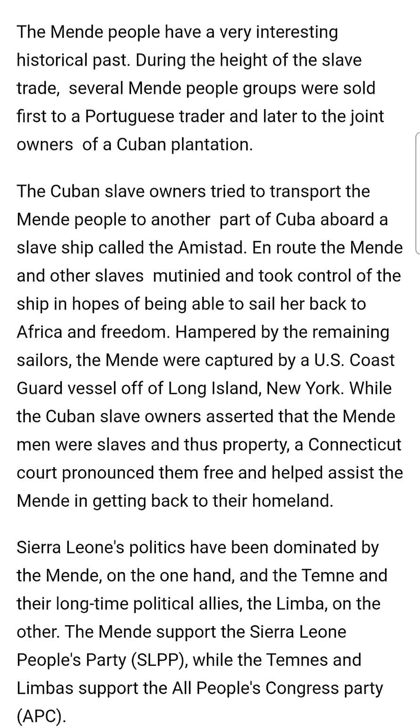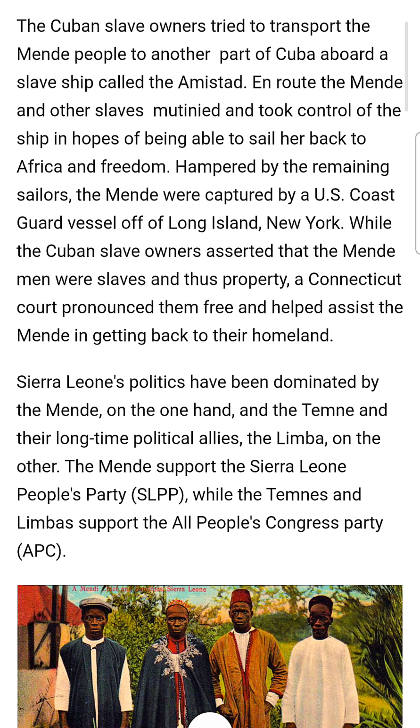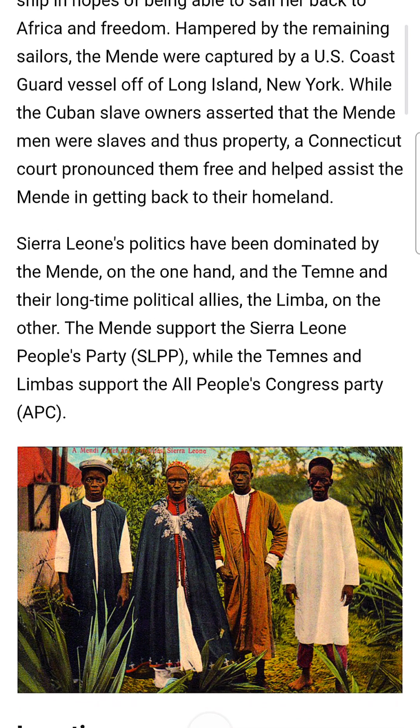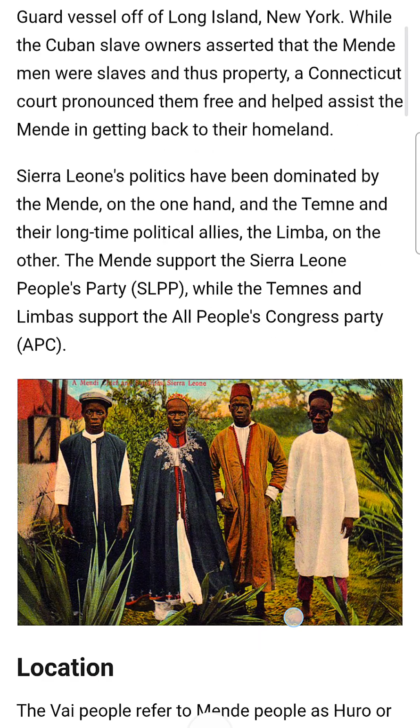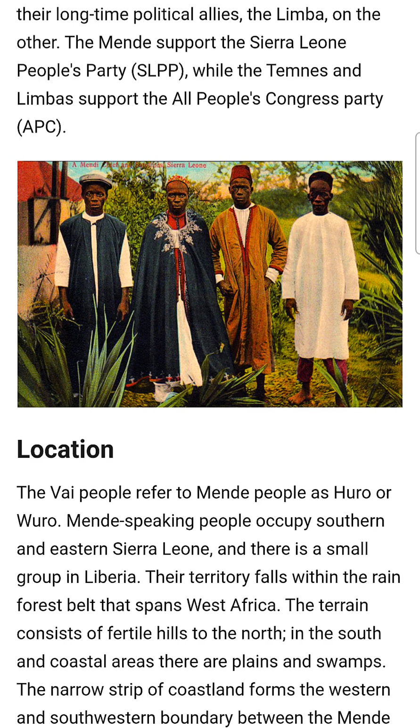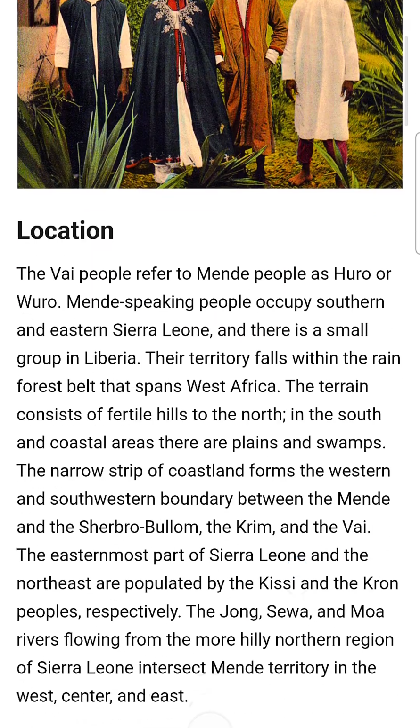Hampered by the remaining sailors, the Mende were captured by a U.S. Coast Guard vessel off of Long Island, New York. While the Cuban slave owners asserted that the Mende men were slaves and thus property, a Connecticut court pronounced them free and helped assist the Mende in getting back to their homeland. So it's a lot of really good history about how the slave trade operated from this part of the country and within this group specifically. Not one story tells all, so this is just a portion of that history there.